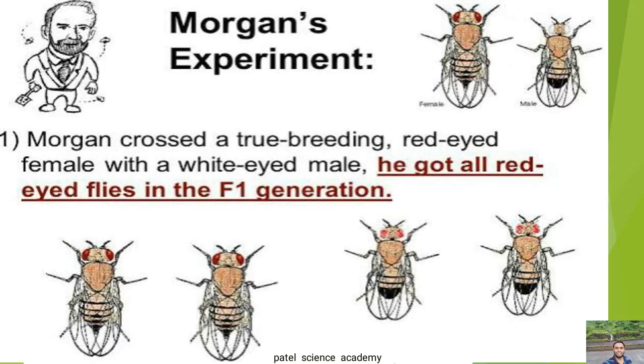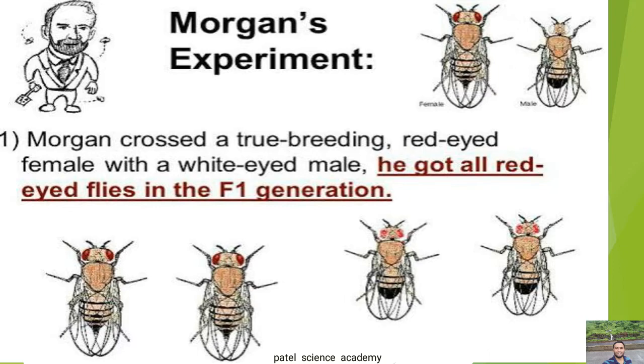Dear students, Morgan's work played a key role in the field of genetics, and he was awarded the Nobel Prize in 1933 in physiology and medicine. He was born in 1866 and died in 1945.